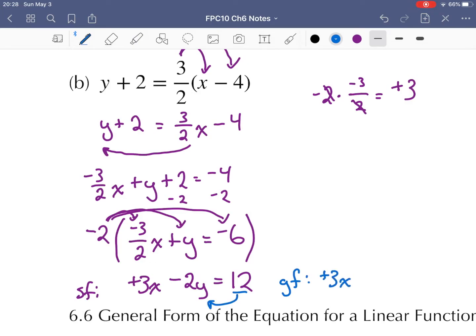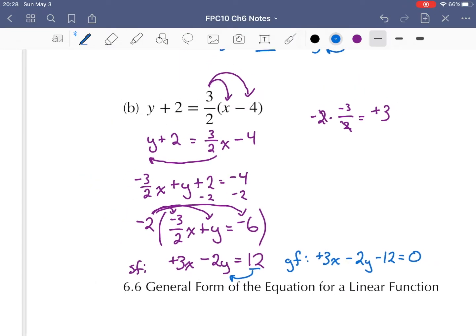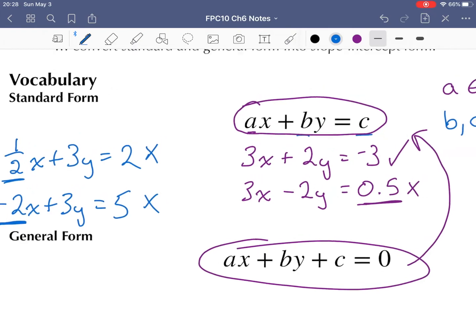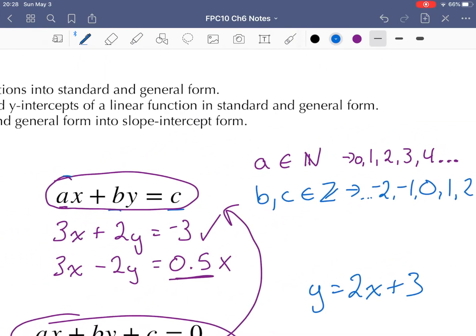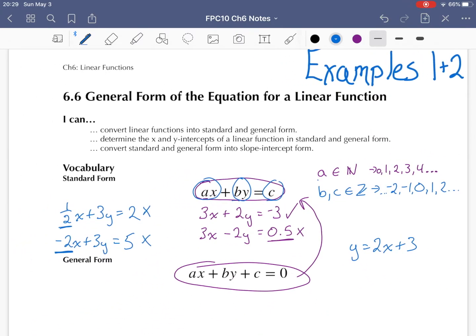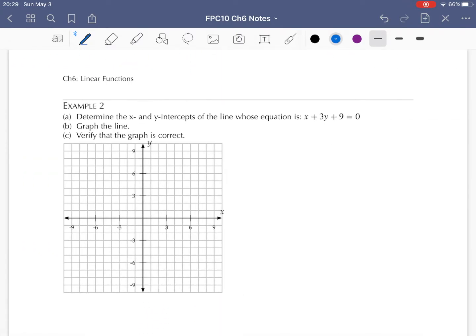And then to go to general form, all we do is we take this 12 and we bring it over. You get plus 3x minus 2y minus 12 equals 0. Make it equal 0 to get general form. All right, so when you're doing this, you're always checking against the restrictions on the variables. Coefficient of x has to be a natural number, positive. Coefficient of y and z have to be integers. All right, let's head on over to example 2.